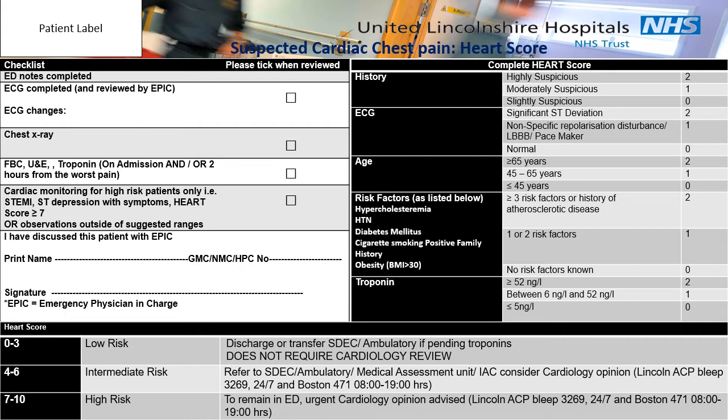The criteria is basically the first letters of the history, ECG, age, risk factors, and troponin. So after you complete the heart score, here are the results. So if it's low risk, intermediate risk or high risk, this should be the destination that the patient should go for.